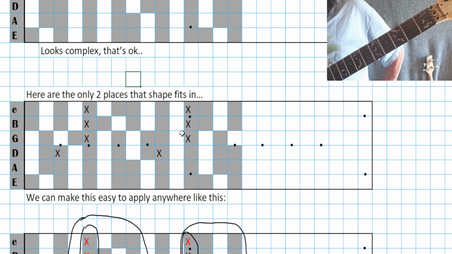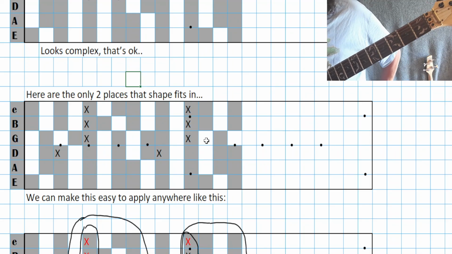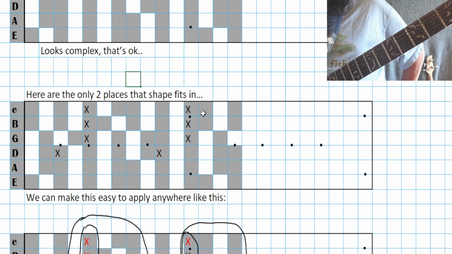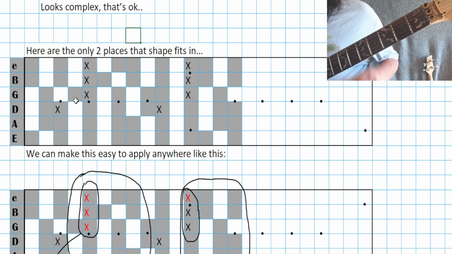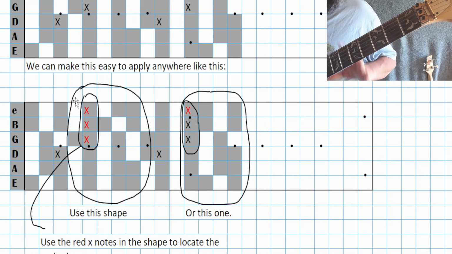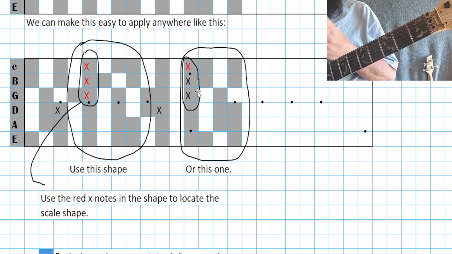But the key thing is that while this sounds like a super new, complex area of notes, it's actually only one note that's changing. And we can use 2 scale shapes to do that. So maybe this didn't jump out at you, but check this out. We can make this easy to apply anywhere like this.